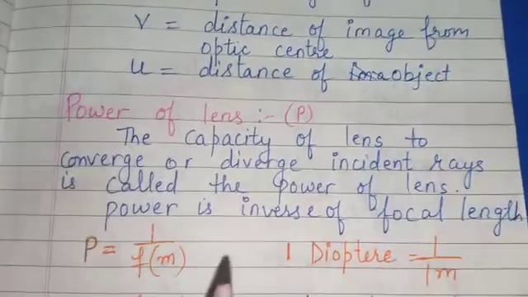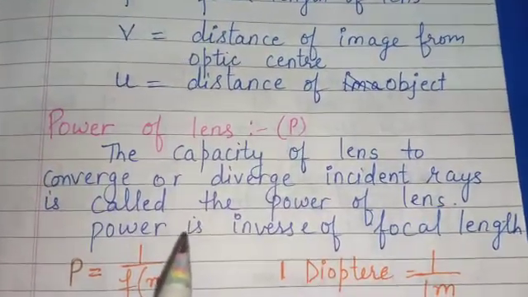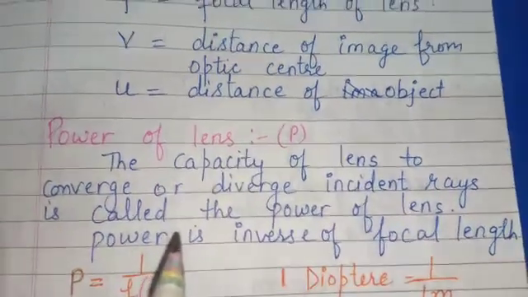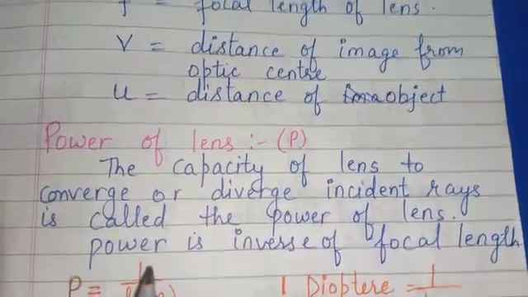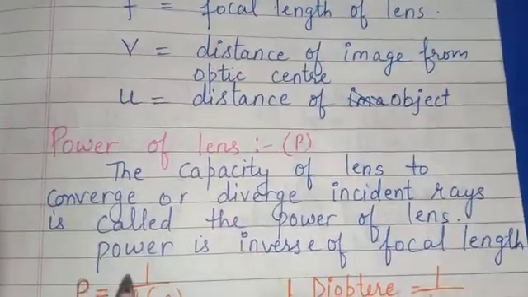Now what is the power of the lens? See, the capacity of a lens to converge or diverge an incident ray is called the power of the lens. Power means capacity, as we have learnt, meaning how much it can diverge or converge. This is called power.